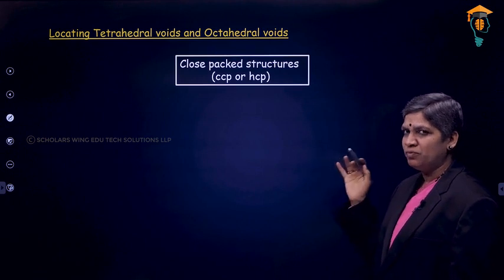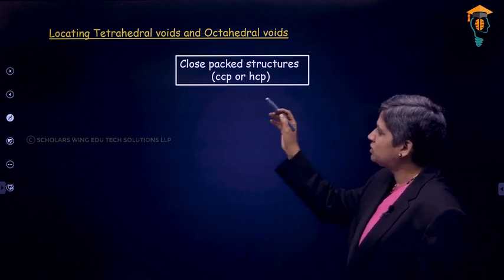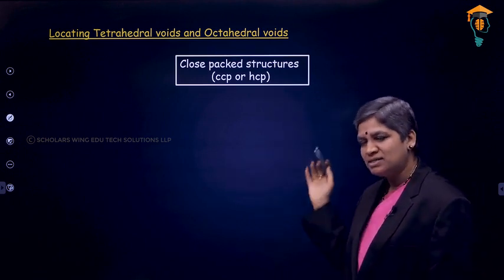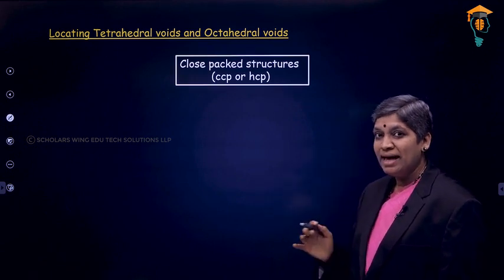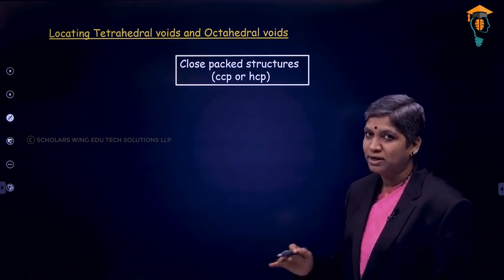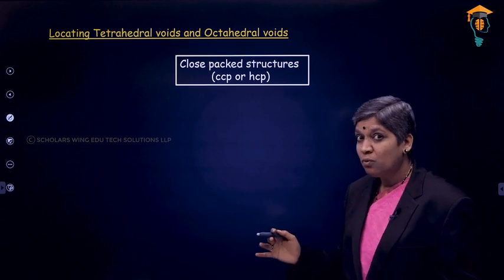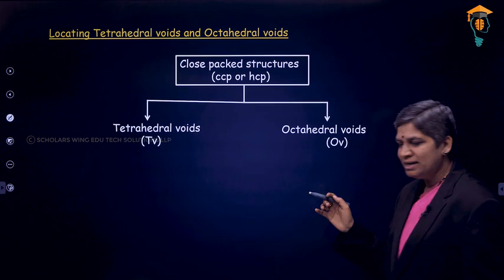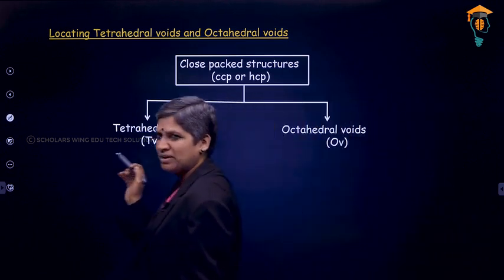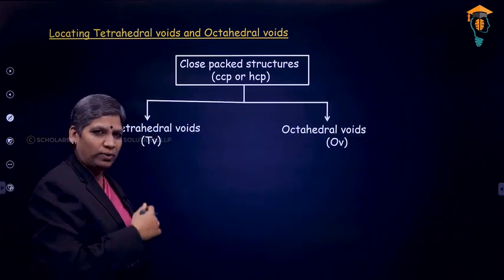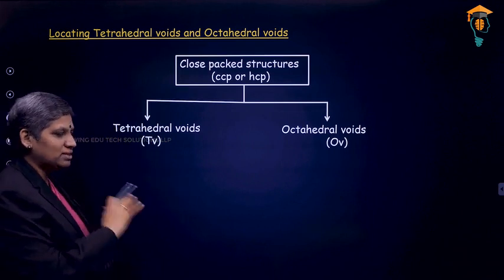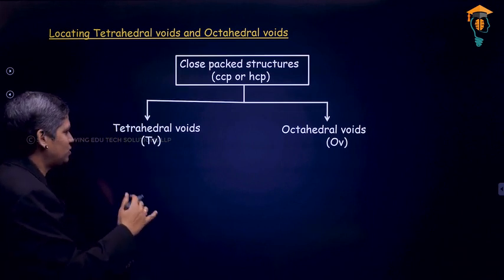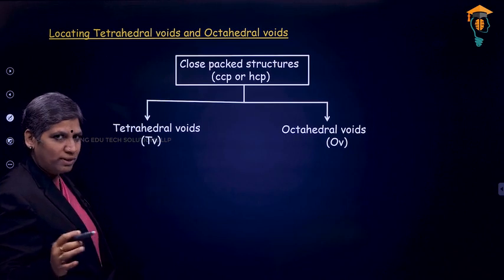So in the previous video, we saw, in fact, that close packed structures, either CCP or HCP, will have two types of voids. That is, empty spaces. What are they? Tetrahedral voids and octahedral voids. In short, we have simplified it as TV and OV accordingly. So throughout our discussion, I'll be mentioning TV and OV, so don't get confused.